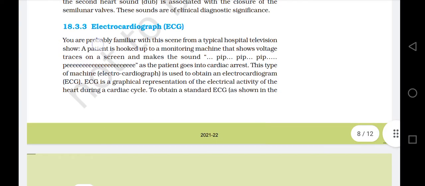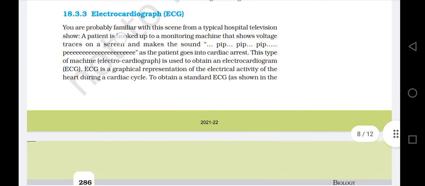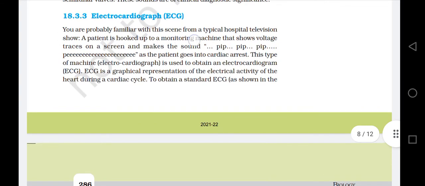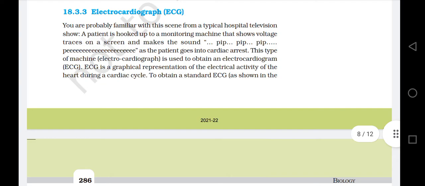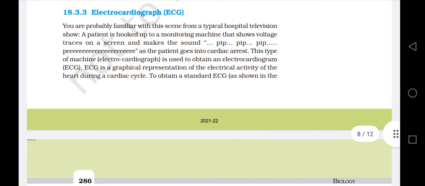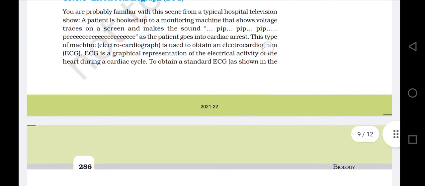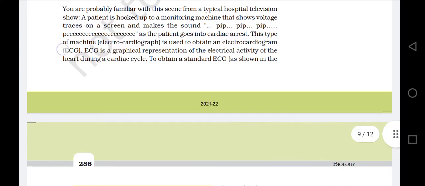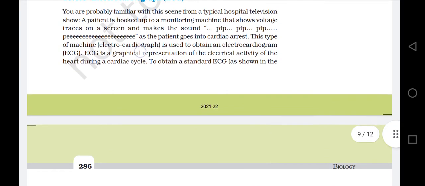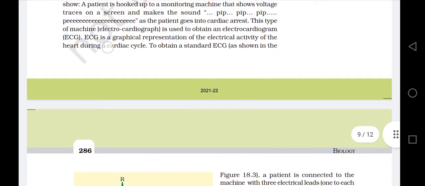18.3.3 Electrocardiograph. You are probably familiar with this scene from a typical hospital television show. A patient is hooked up to a monitoring machine that shows voltage traces on the screen and makes the sound pip pip peep as the patient goes into cardiac arrest. This type of machine, an electrocardiograph, is used to obtain an electrocardiogram, ECG. ECG is a graphical representation of the electrical activity of the heart during a cardiac cycle.